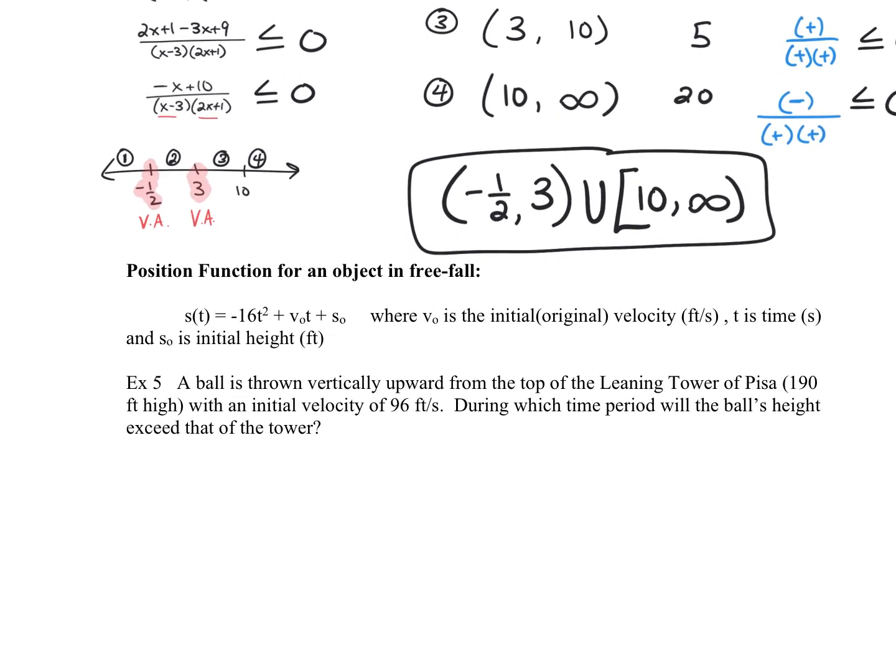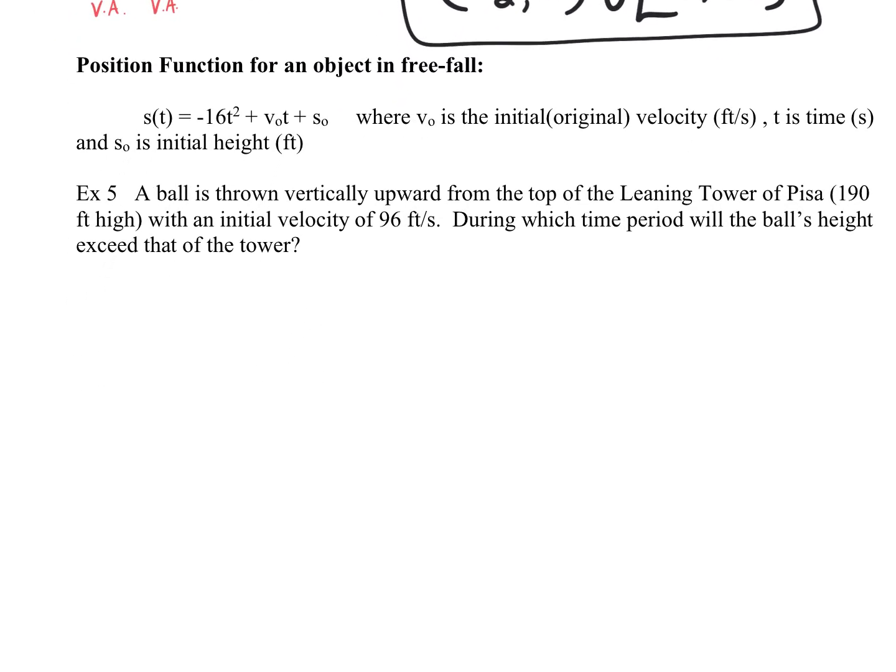Last thing we have in our notes here is a projectile motion application problem. They give us a function. They tell us that the object in free fall can be modeled using this function, and they tell us what that v0, the initial velocity, and that s sub 0, the initial height, are. So in this particular problem, we are throwing a ball vertically upward from the top of the Leaning Tower of Pisa, which is 190 feet high. So our function will be -16t squared. Our initial velocity is 96 feet per second, so that'll be plus 96t plus 190.